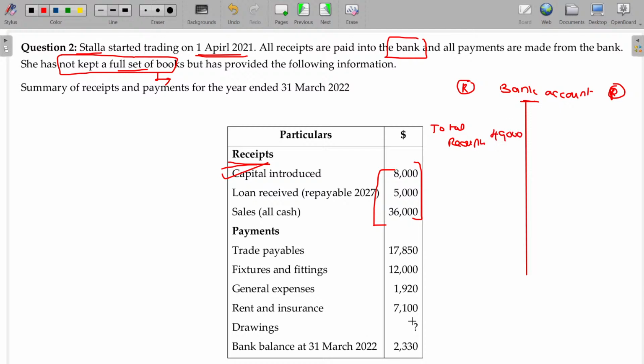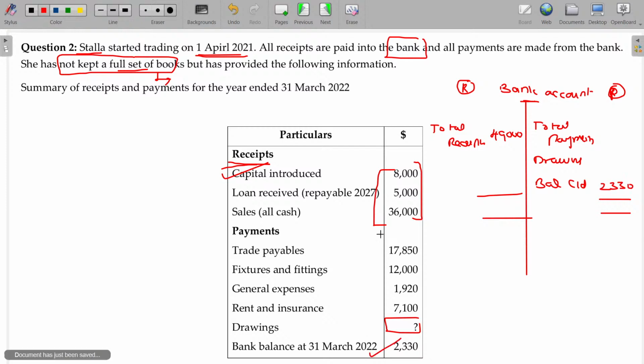And you have to find out the drawings. Total payments and drawings, balance carried on. Balance carried on being 2,330. Total payments being the summation of these four items, 38,870.